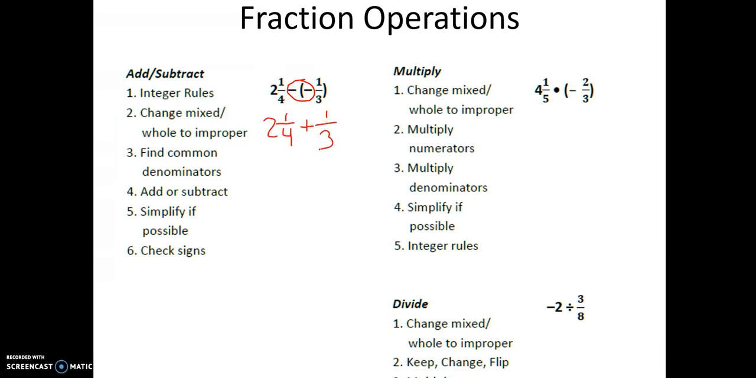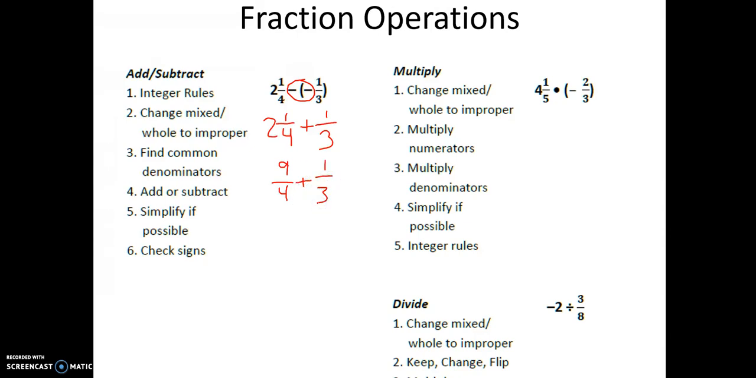And then it says to change mixed numbers or whole numbers to improper fractions. So it's got a mixed number right here. So 2 times 4 is 8 plus 1 is 9. Sometimes you call that cupcake. Some of you have the name for it, Texas. And then plus 1/3.